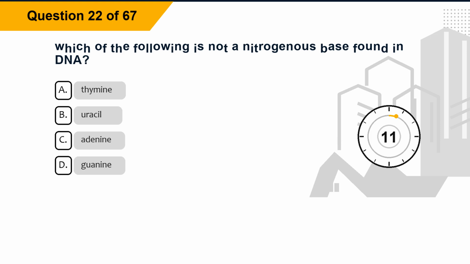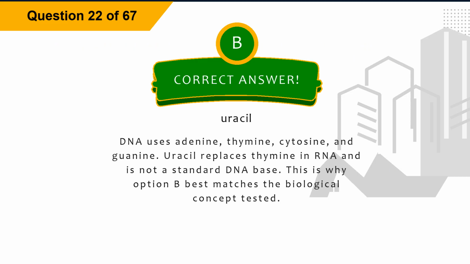Question 22. Which of the following is not a nitrogenous base found in DNA? Option A, thymine. Option B, uracil. Option C, adenine. Option D, guanine. The correct answer is option B, uracil.